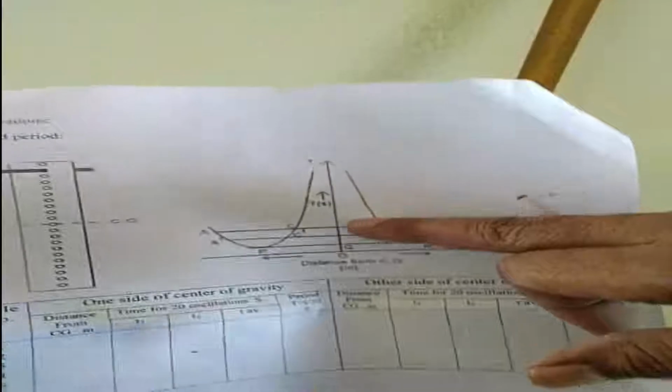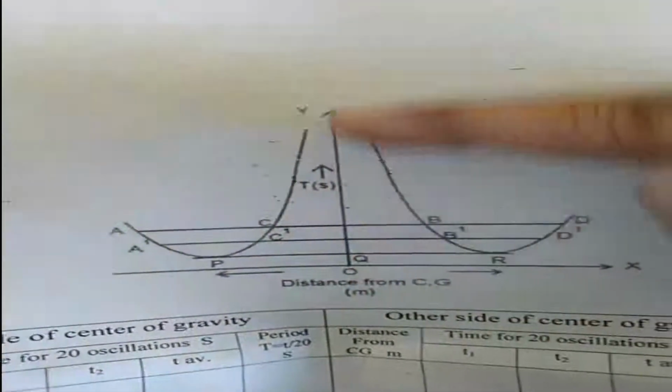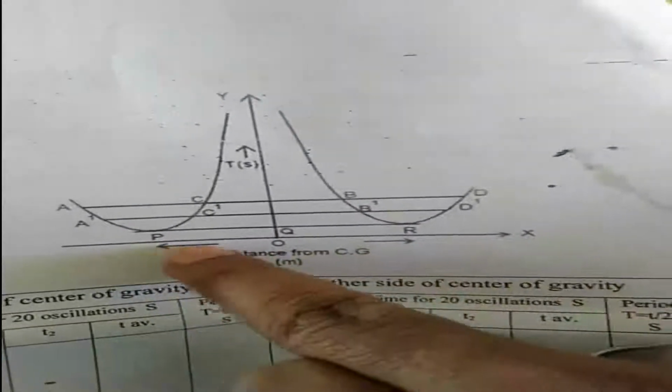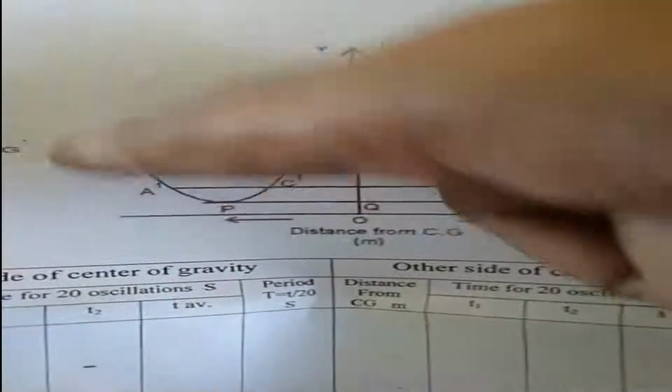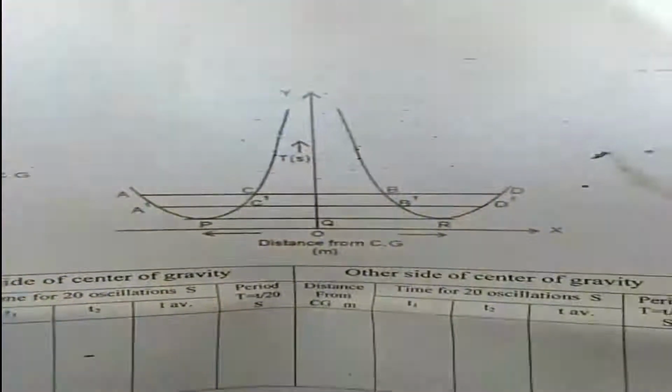The next step is, for all these distances of all the holes with respect to time period, you have to plot the graph like this. So this is the graph. Along the y-axis we have the time period, along the x-axis we have the distance from CG. CG indicates center of gravity. One side of the holes will give you the curve in this shape. The other side holes will give the curve on the other side like this. Both are symmetrical curves here.